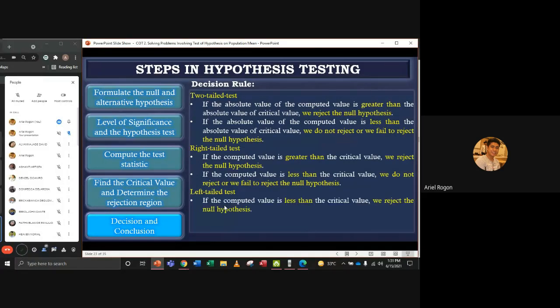So iba yung case sa left-tailed test. Bakit? Sa left-tailed test, if the computed value is less than the critical value, we reject the null hypothesis. And if the computed value is greater than the critical value, we do not reject, or we fail to reject, the null hypothesis. So the 5 steps in hypothesis testing, gagamitin natin ngayon sa discussion natin.